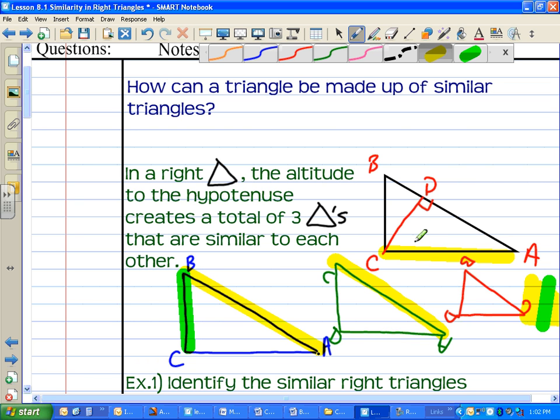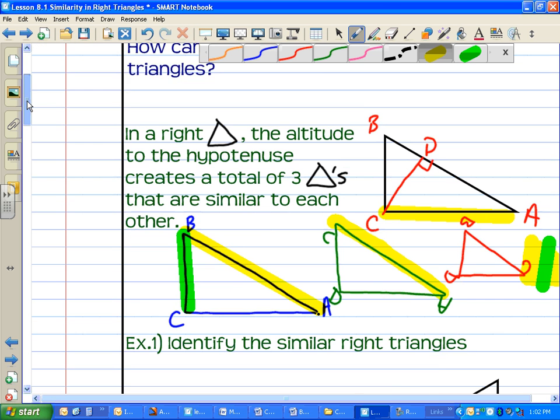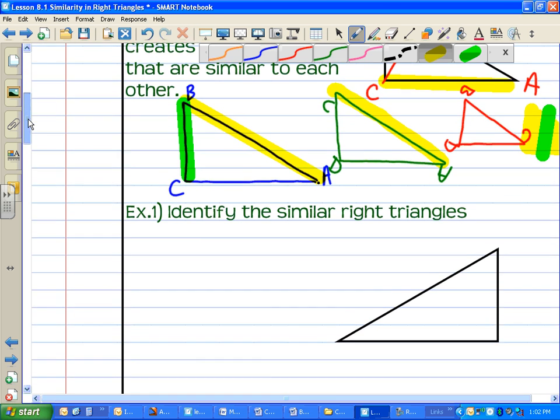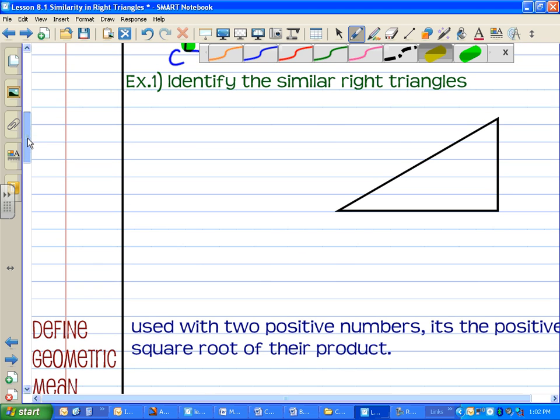Okay, so you got to train your eye, unfortunately, to think about this in a rotated, flipped way, which is what I have here. Obviously, when I rotate and flip it and I draw it this way with three triangles like this, it's a lot easier to see which ones match up with which. Otherwise, it gets kind of tricky, okay? Okay, so we're going to identify the similar right triangles. So what we're going to do is I'm going to give you a triangle.